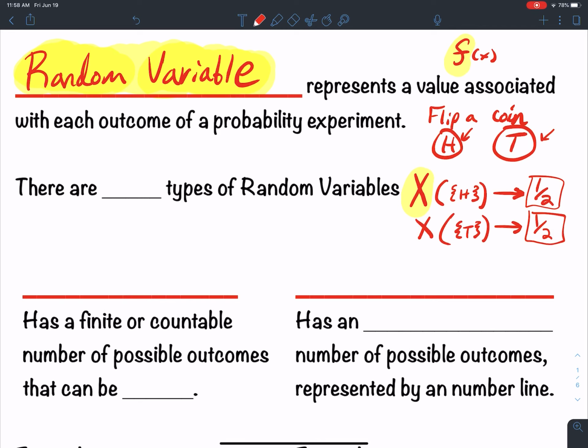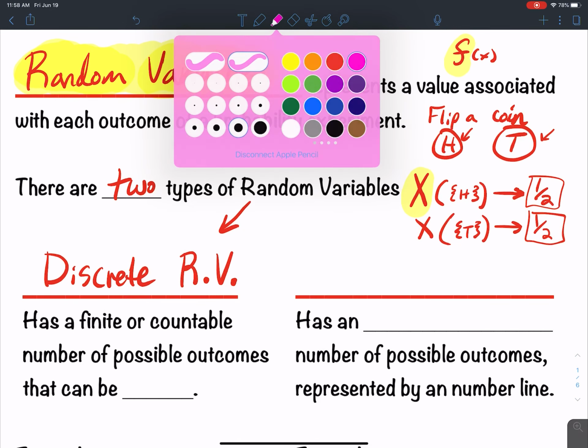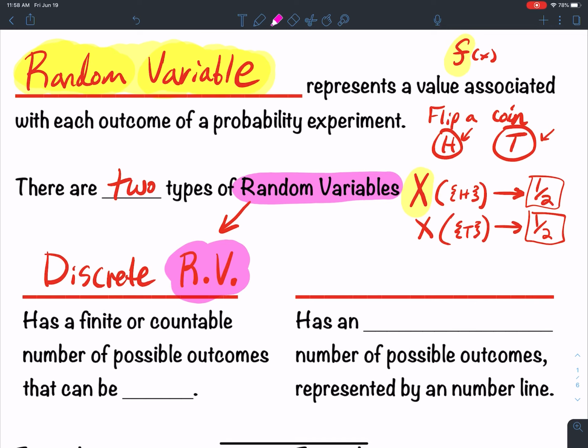So you can have two types of random variables. The first type of random variable is a discrete random variable. Since we say random variable so much for the rest of the class, I'm going to put RV for random variable. So random variable is going to be represented by RV. Okay? So a discrete RV is something that has a finite or countable number of possible outcomes that can be, and here's a key word, listed.